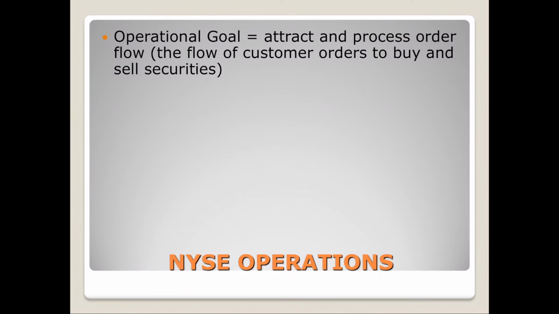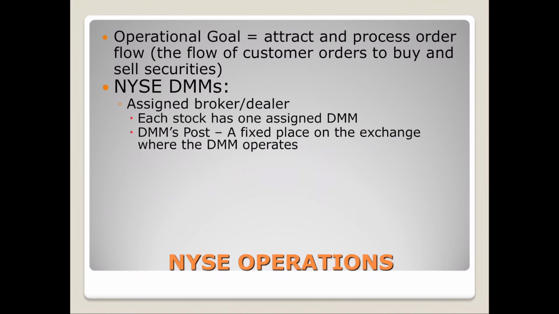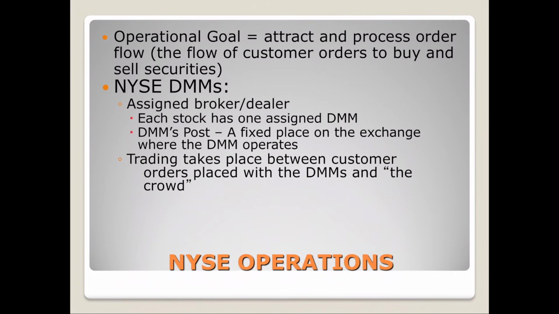Now, how do they operate? The operational goal of the New York Stock Exchange is to attract and process order flow, so the flow of customer orders to buy and sell securities. These designated market makers are assigned a broker and a dealer. Each stock has one assigned designated market maker, and at their post, this fixed place on the exchange, is where the designated market maker actually operates. The trading then takes place between the customer orders placed with the designated market makers and the crowd.